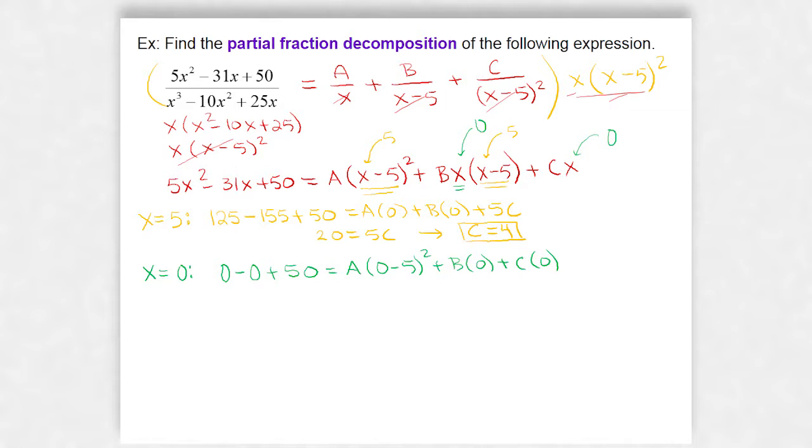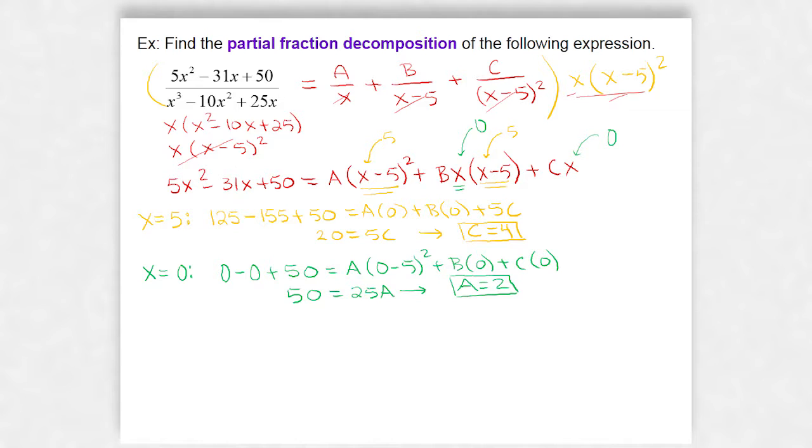I can do this calculation pretty quick. What's the left side of the equality? 50. And the right side? It would be a times negative 5 squared, so 25. So what would the right side of the equality be? 25a. Beautiful. And then if you divide both sides by 25, what's a equal to? 2. Beautiful. Now if I have a and c, all I need is b.